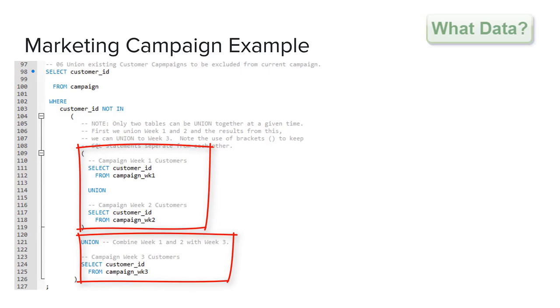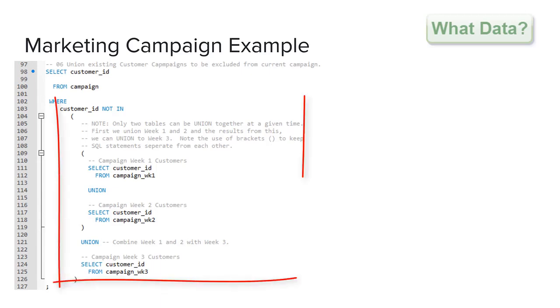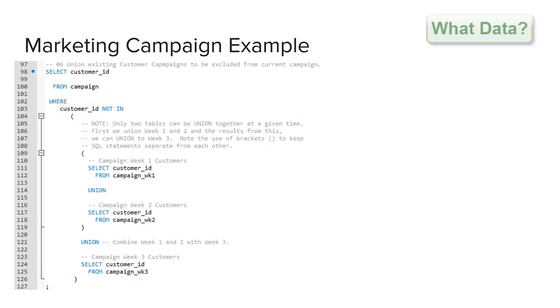The resulting list of customers can then be used in our main SQL statement as a subquery within our where clause to perform an exclusion of customers. In this scenario, we are saying where customer ID from our campaign table is not in our subquery of customers from campaigns week 1, 2, and 3 that we have defined within our union statement.